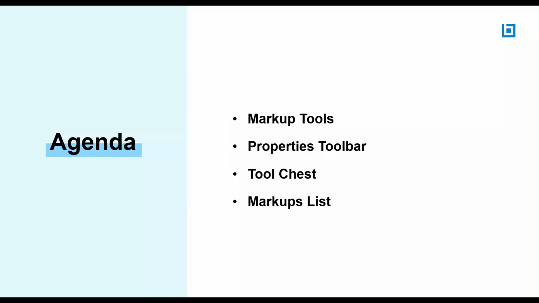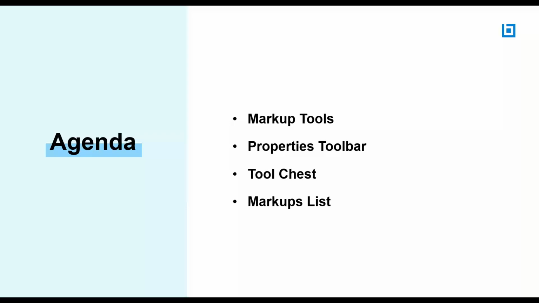Once we've talked about placing those markup tools, I also want to talk about customizations that are available in Revu. Sometimes it's not enough just to visually put a markup on a drawing. You want to customize the visual properties of that markup, whether it be the color, the line weight, a hatch pattern, and so on. So we're going to talk about those customizations that are available in the Properties Toolbar.